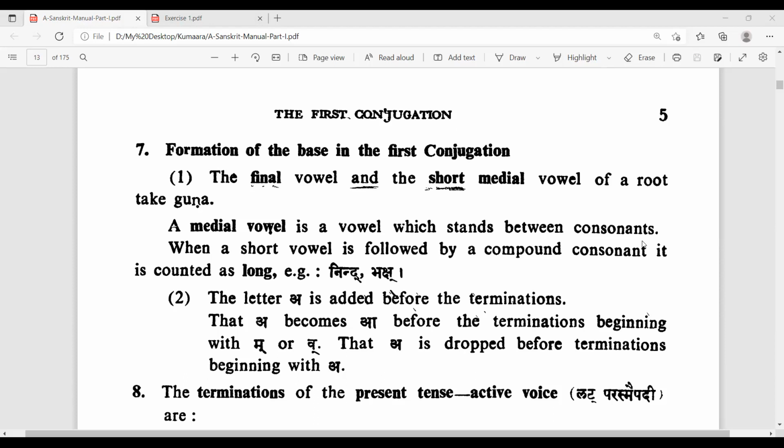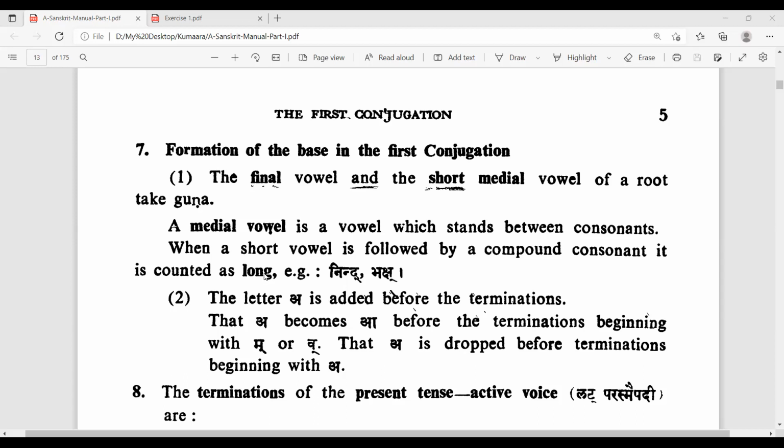When a short vowel is followed by a conjunct consonant, it is counted as long. We know this. Remember? Sanyoge guru. So here, nind, the last letter is dakara, penultimate is nakara, and ikara is rasva. It is not dirgha, it is rasva, but it gets sanyoge guru. Dirgha will be called guru, and the rasva also will be called guru when it is followed by a conjunct consonant. Here he doesn't say guru, he says long.